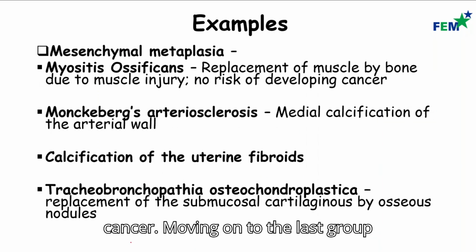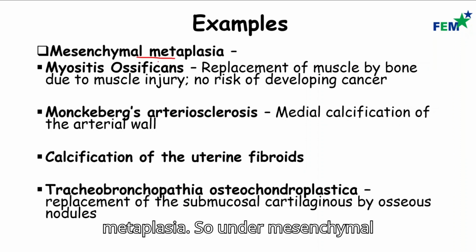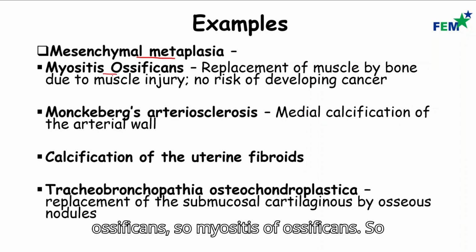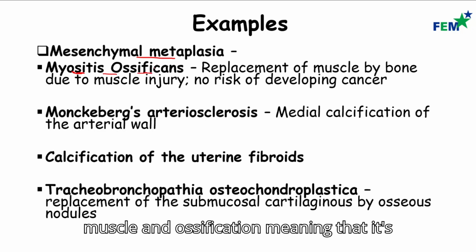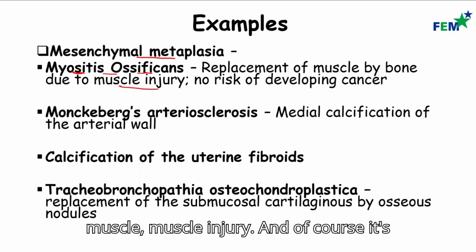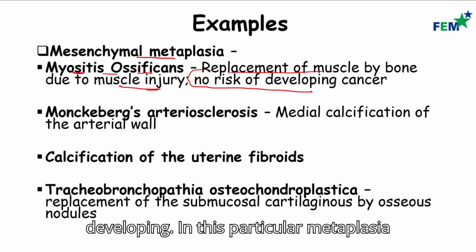Moving on to the last group of examples, which is mesenchymal metaplasia. Under mesenchymal metaplasia, we have myositis ossificans. From the name, there's inflammation of the muscle and ossification, meaning that it's being replaced by bone. So this is replacement of muscle by bone due to muscle injury. And of course, it's important to mention that there is no risk of developing cancer in this particular metaplasia.